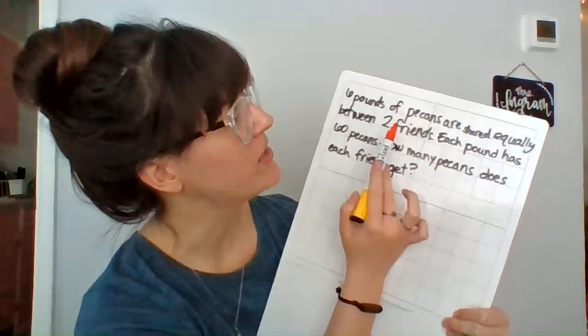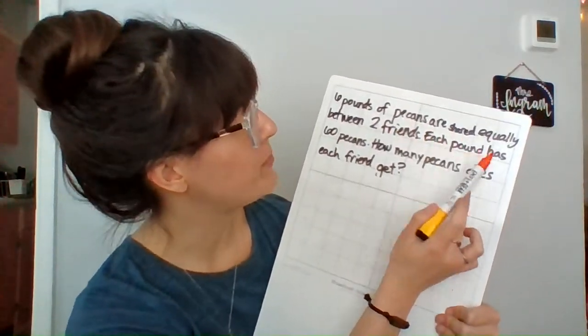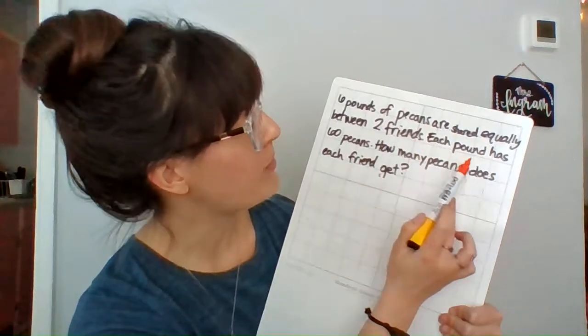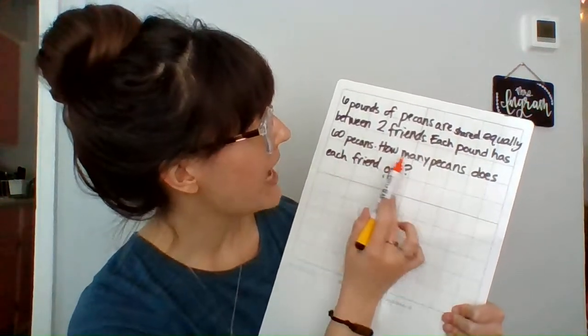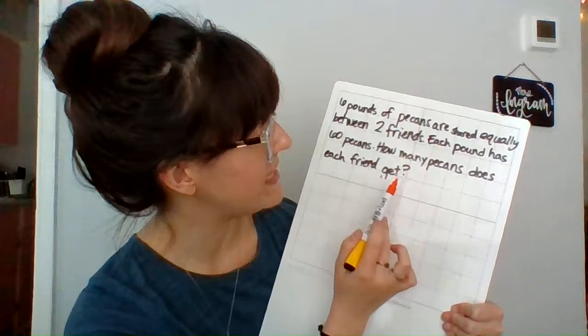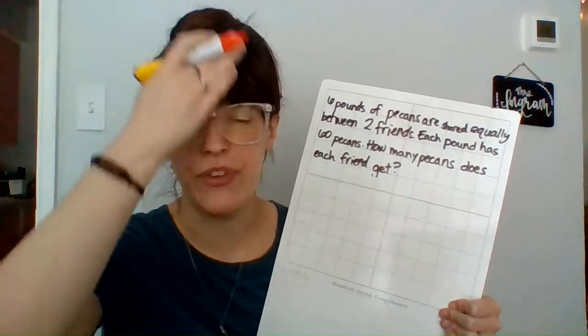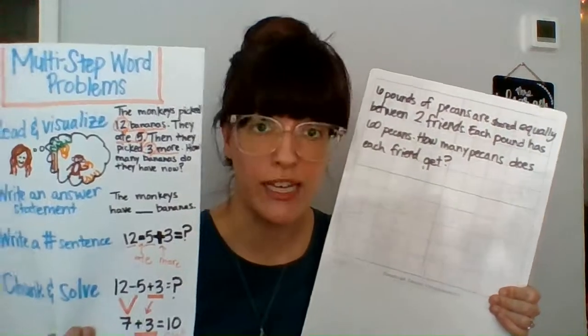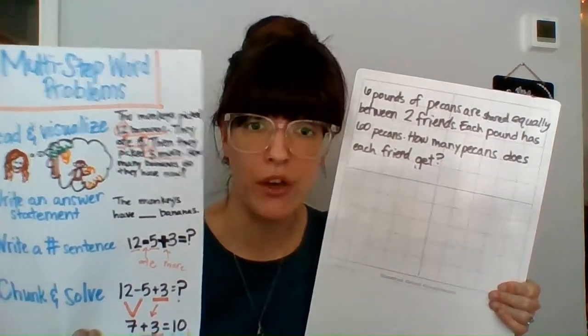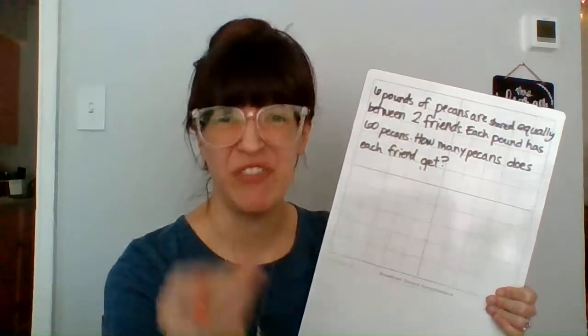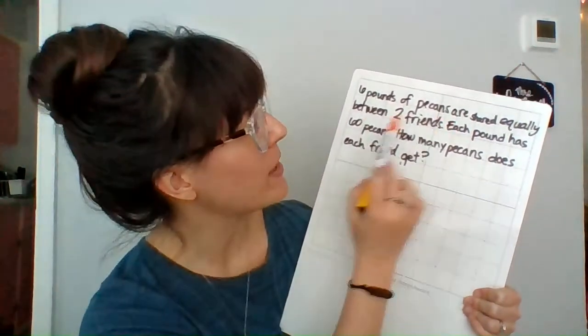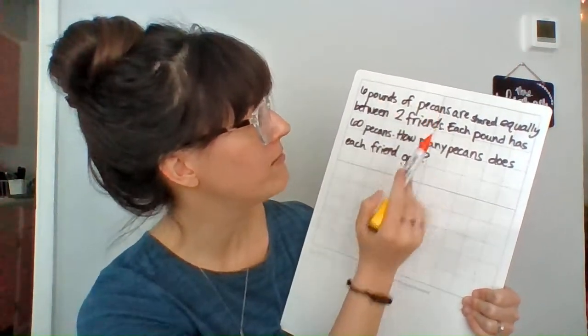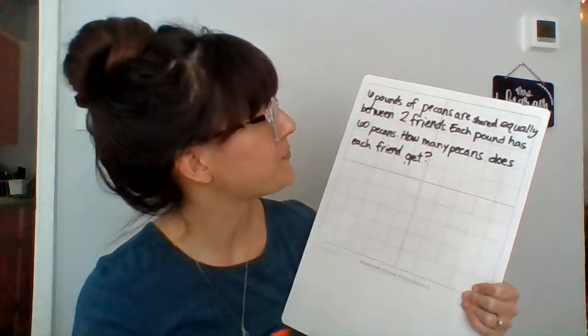So there are 6 pounds of pecans shared equally between 2 friends. Each pound has 60 pecans. How many pecans does each friend get? All right, I'm going to visualize my problem. So what was this talking about? Okay, we're talking about pecans. Pecans are a type of nut that you can eat. So we're talking about 2 friends who are sharing a bunch of food.